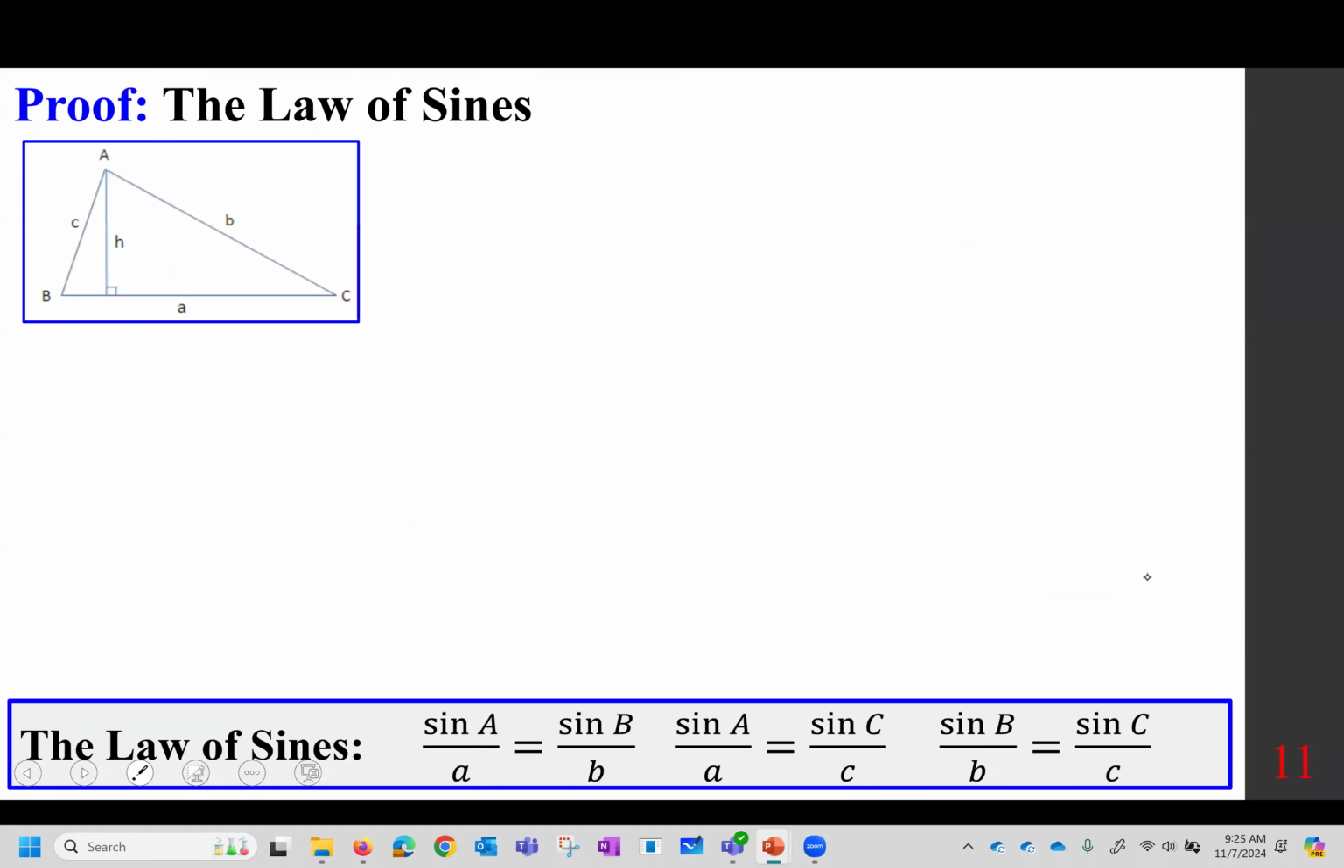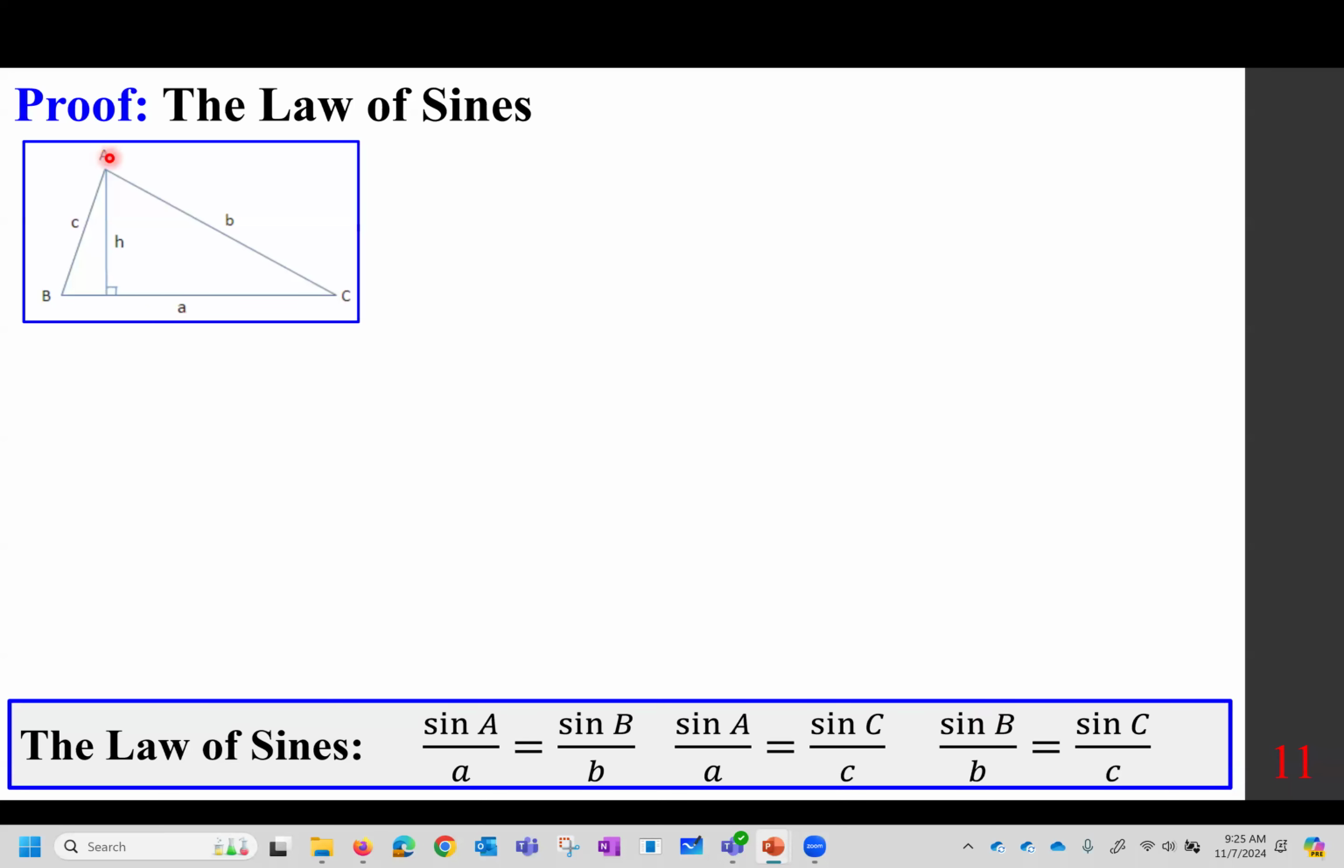So the law of sines, or the sine law, is that the sine of one angle to the opposite side is equal to the sine of another angle to its opposite side. In general, sin A over a equals sin B over b equals sin C over c. And we are going to prove that.